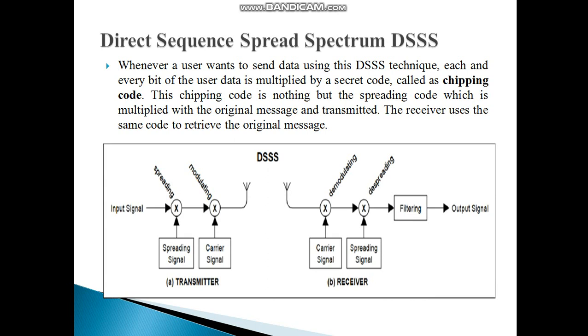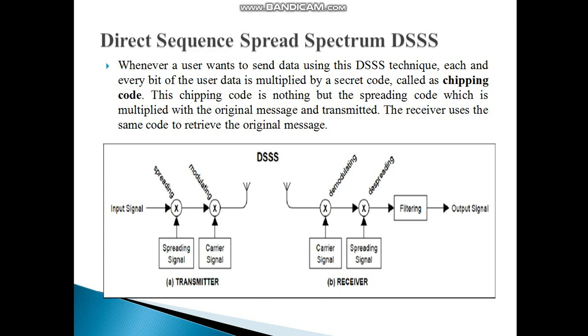The next technique is the direct sequence spread spectrum technique. It is called DSSS. Whenever a user wants to send data using the DSSS technique, each and every bit of user data is multiplied by a secret code called the chipping code. This chipping code is nothing but the spreading code which is multiplied with the original message and transmitted. The receiver uses the same code to retrieve the original message.